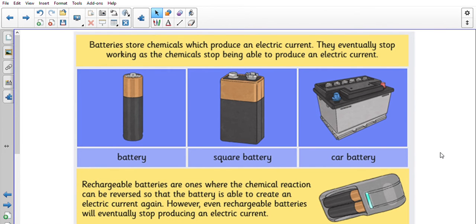So here are some batteries. Now if you have ever seen a watch battery, for example, it looks very, very different to these. Batteries store chemicals which produce an electric current. They eventually stop working as the chemicals stop being able to produce the electric current. A car battery, for example, is a lot larger than a battery that we may use at home for a remote. Now there are rechargeable batteries as well. However, even rechargeable batteries will eventually stop producing an electric current.